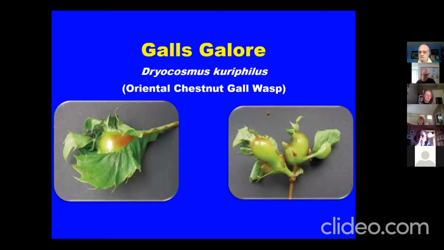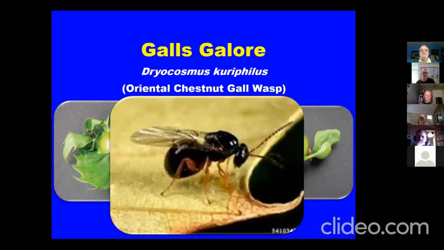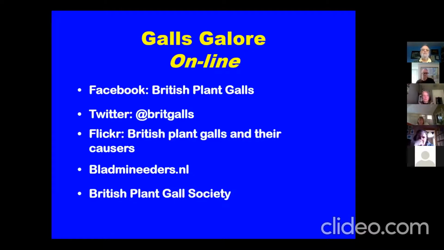And where sweet chestnuts are grown commercially as a crop, this is a serious agricultural pest. We don't have that in this country, so although it's a notifiable infection, it won't really do any economic harm to this country, but it might affect a lot of the chestnut trees. And there is the wasp itself. In this case, it's a black wasp rather than a brown one. It's still got that hunched appearance.